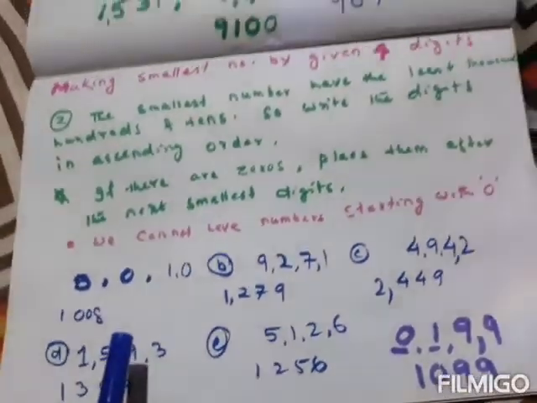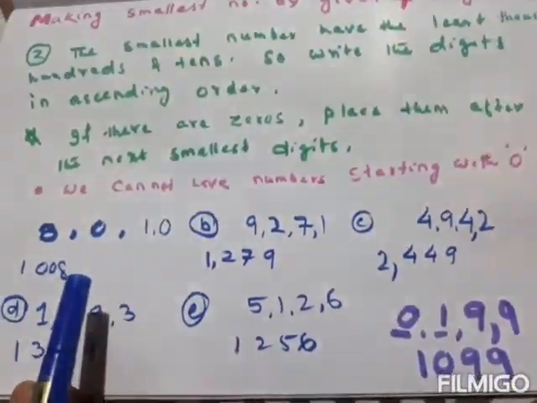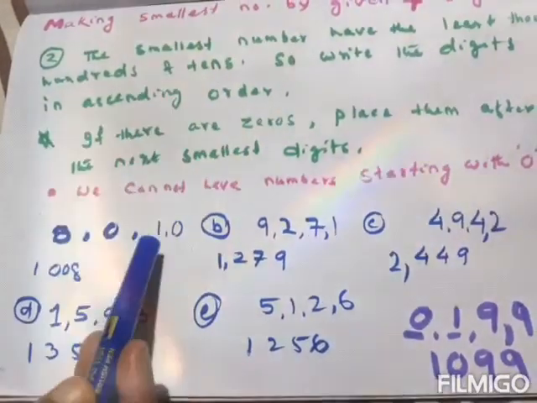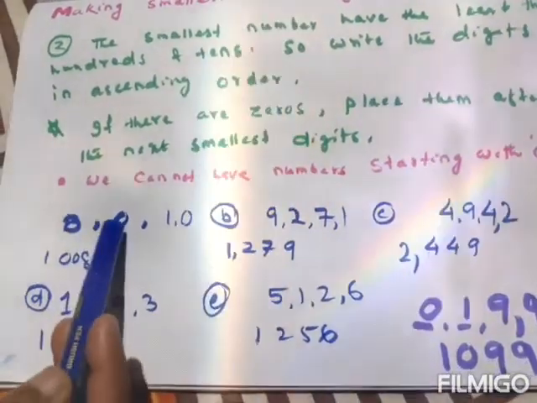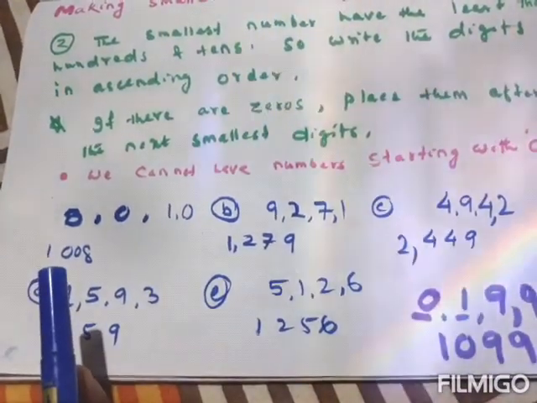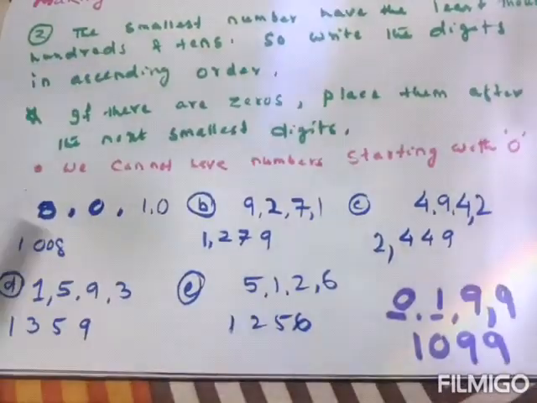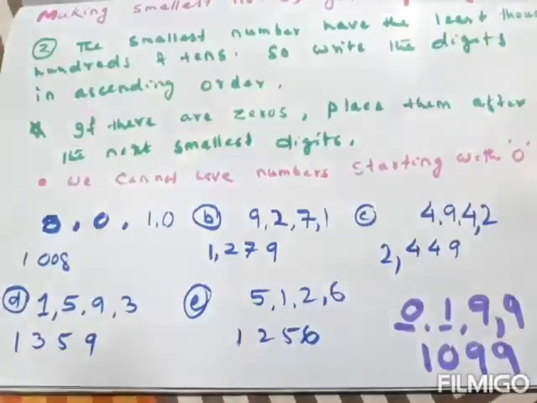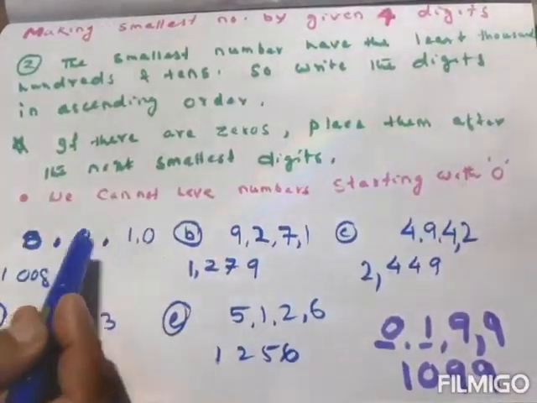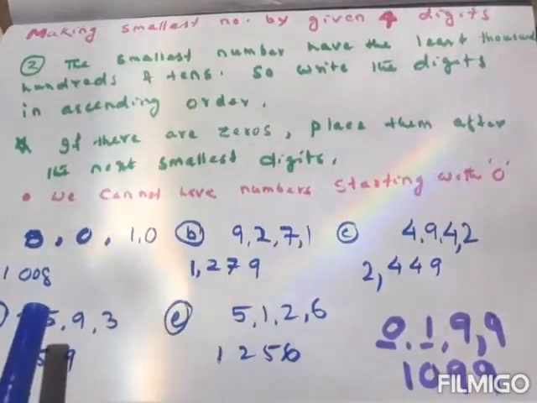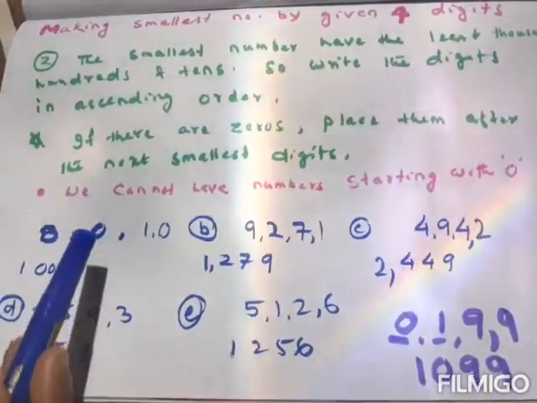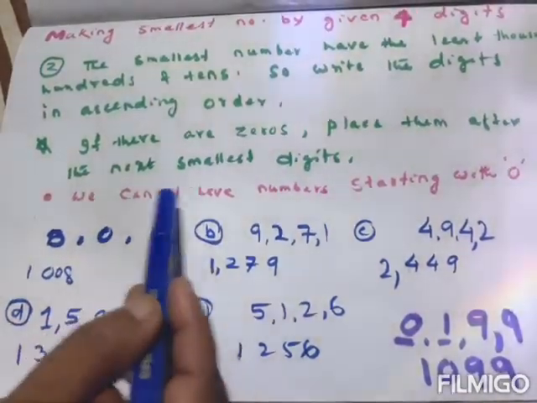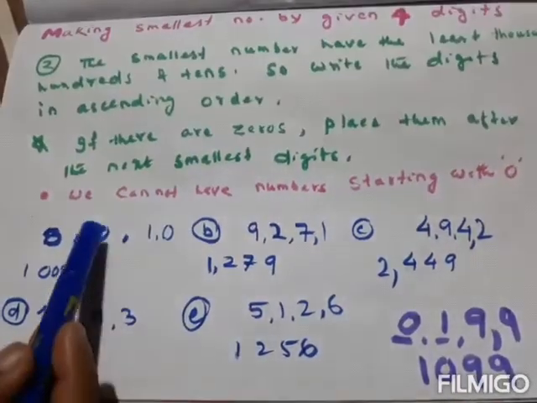Let's do how we will make the smallest number. Here the number given to you is 8010. To make the smallest 4-digit number, as per our rule, what do we have to do? The smallest number has the least thousand place. So among 8010, which one is the smallest, children? Yes, 0 is smallest, but we cannot have a number starting with 0. So this 0 will be cancelled.